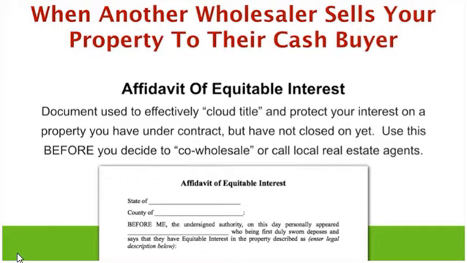All right, so in order to protect your interest, I highly recommend that you record a document called an affidavit of equitable interest prior to ever sharing your deal with anybody else, other real estate agents or other wholesalers, for them to market your deals out, okay? This document effectively allows us to cloud the title and protect your interest on a property that you have under contract, but you haven't closed on yet.